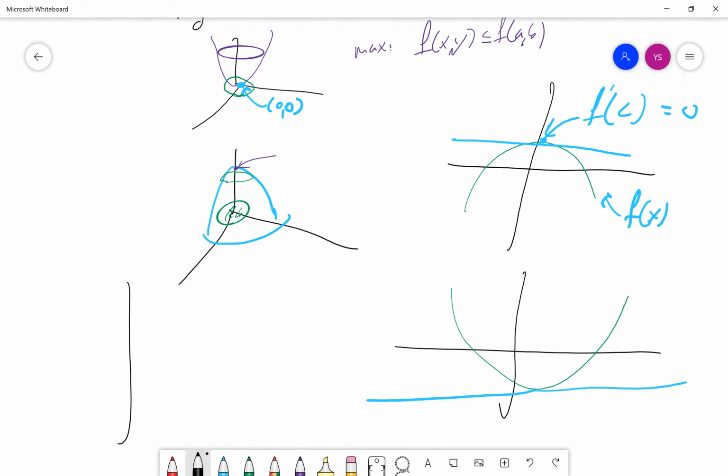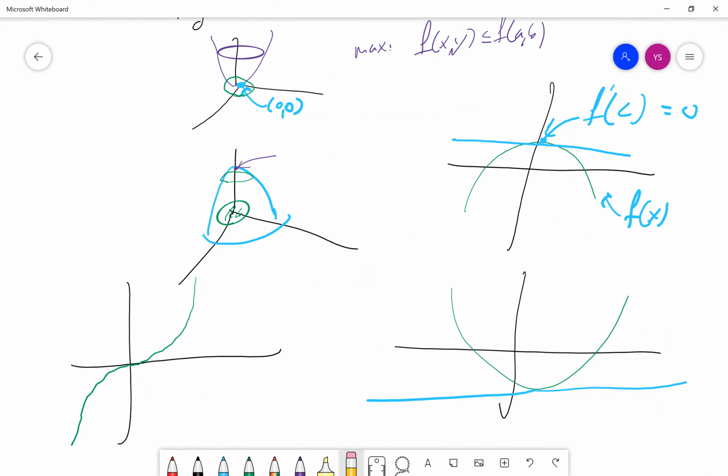And of course, you can have a situation where the function looks something like this. So it's not a minimum or a maximum, but your derivative is still 0. So knowing that your derivative is 0 is not enough to know that it's a minimum or maximum. But if you do have a minimum or maximum, the derivative is 0.